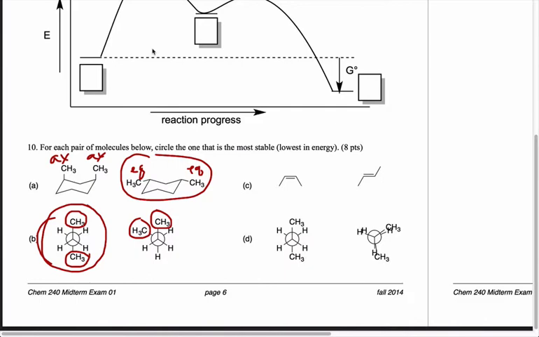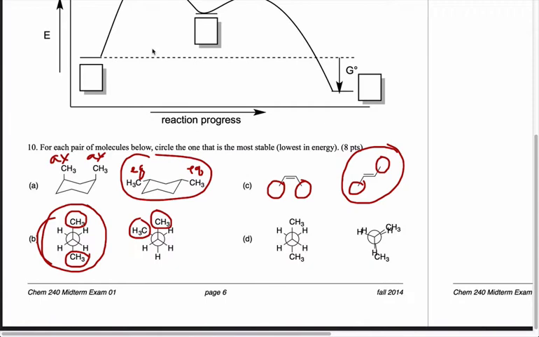In example C, we look at a cis-2-butene versus a trans-2-butene, and a similar thing, the CH3 groups being on the same side are more sterically crowded than having those CH3 groups on the opposite sides of the double bond. So it is the trans isomer which is the most stable or lowest in energy.